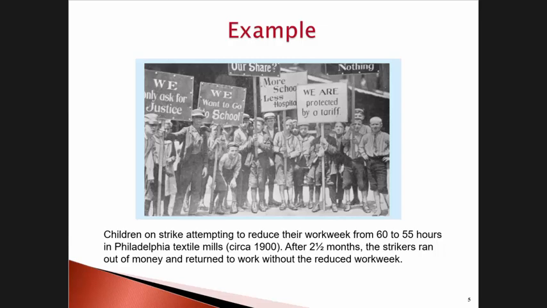A key aspect of a strike is a picket line. So you see children here on strike attempting to reduce their work week from 60 to 55 hours. This was in Philadelphia in about 1900. These children worked in the textile mills. After 2.5 months on strike, the strikers ran out of money and returned to work without the reduced work week.